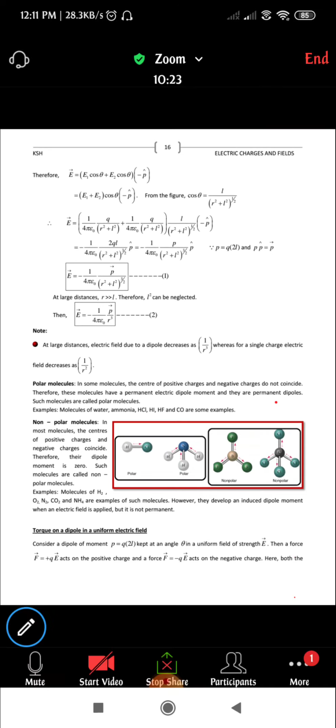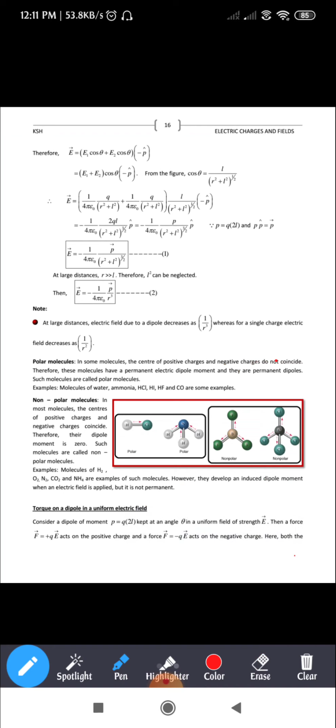Coming to polar molecules: in some molecules the centers of positive charges and negative charges do not coincide. Therefore, these molecules have a permanent electric dipole moment, and they are permanent dipoles. Such molecules are called polar molecules. Examples are water, ammonia, HCl. What is the meaning of that? It says the centers of positive and negative charges do not coincide, that means when you take a molecule, you have a positive charge and a negative charge.